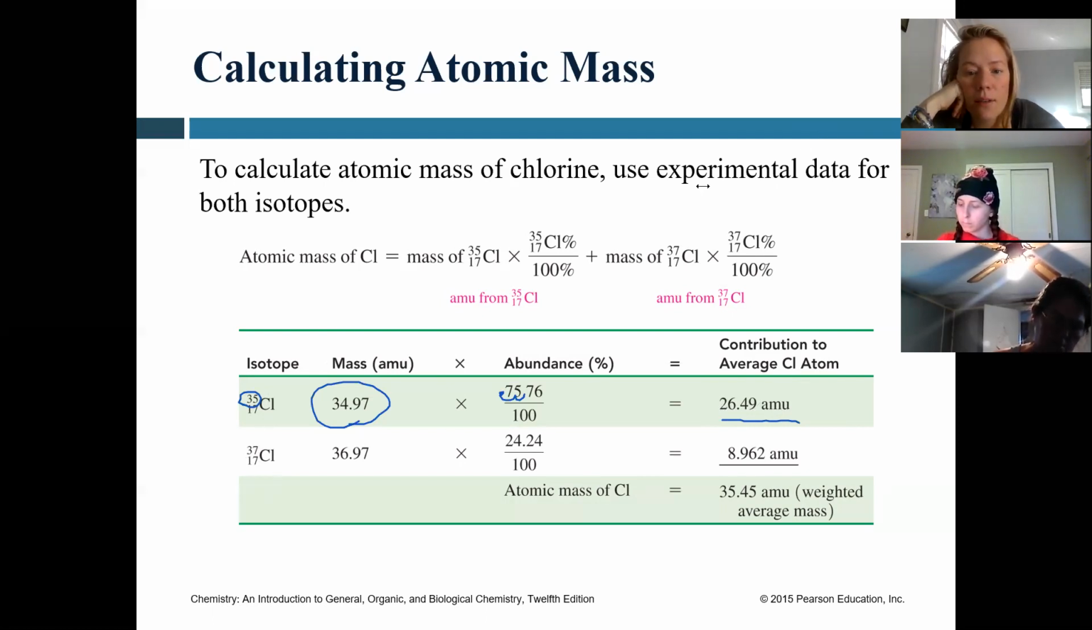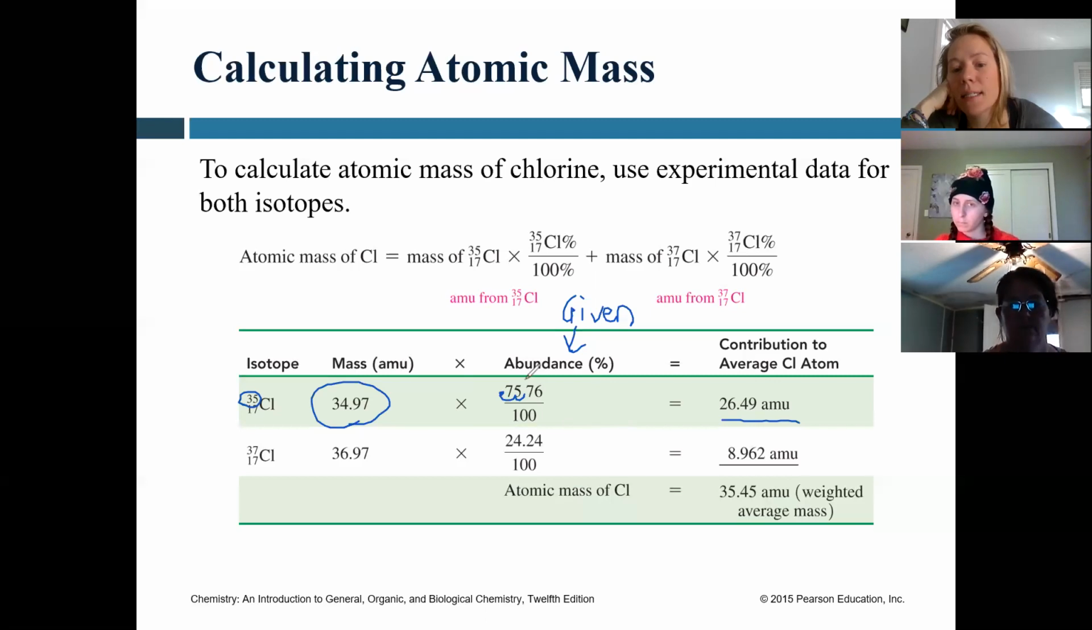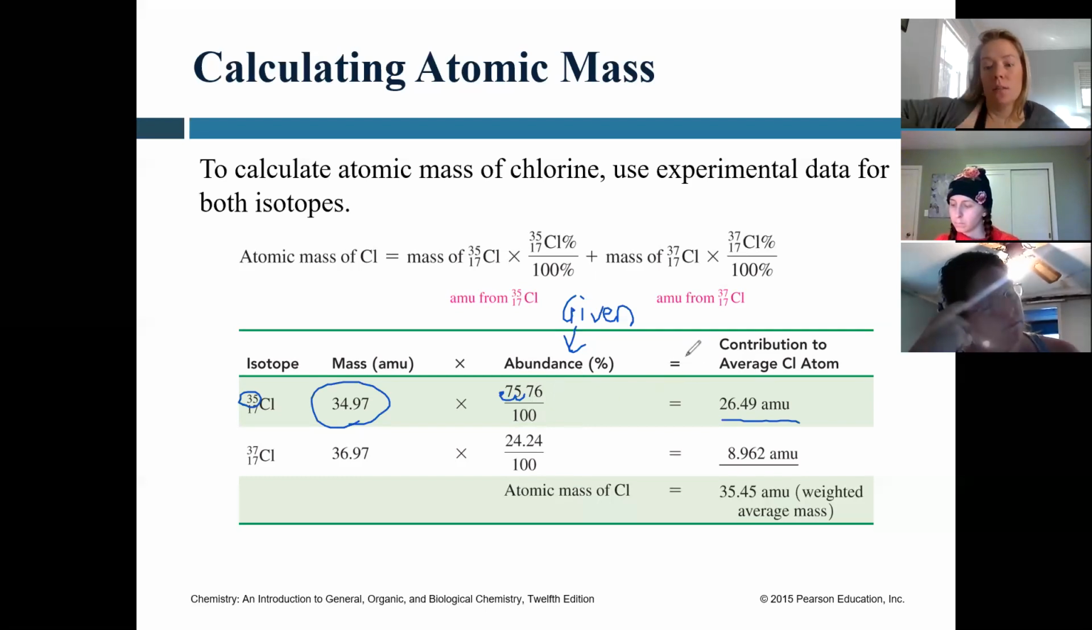How do you get the 75.76%? That will be given to you, all right? So abundances will be given. Where do they come from? Like, did we just make them up? No, scientists meticulously went through samples of chlorine and they consistently came up with these percentages, all right? So I won't expect you to have those memorized.